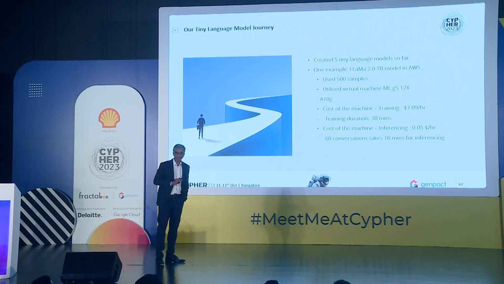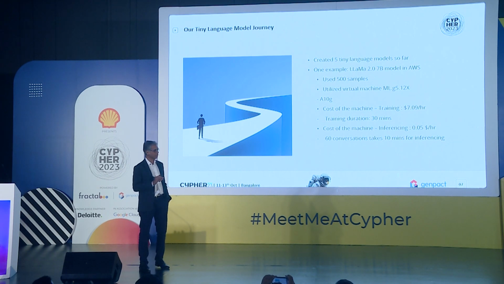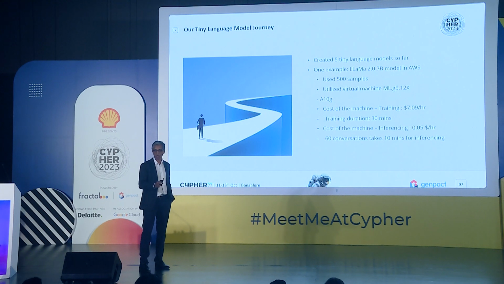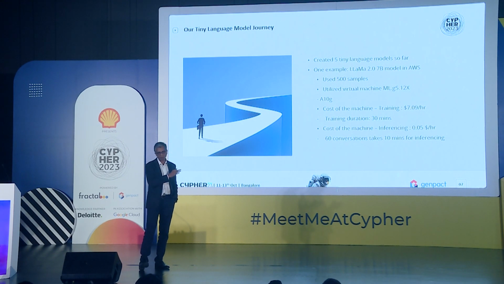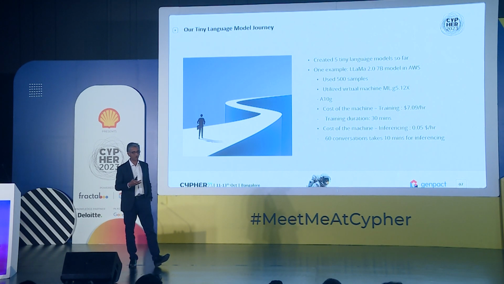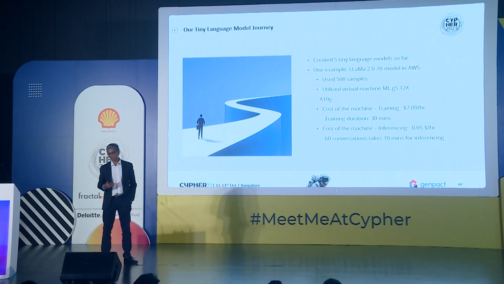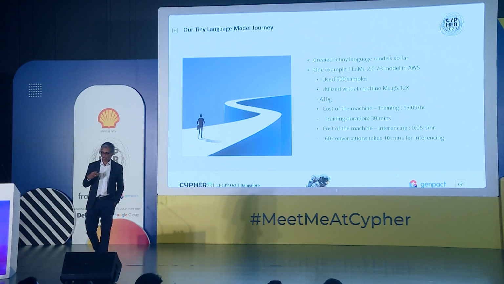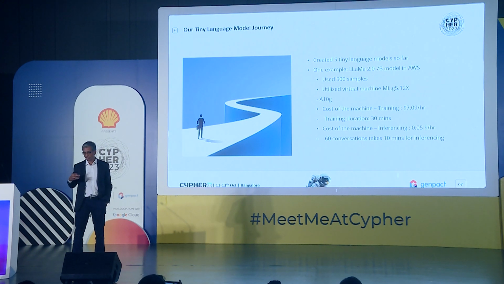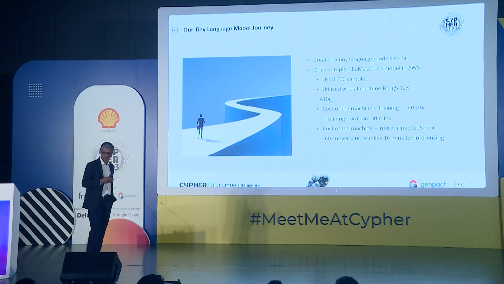So we created 5 tiny language models so far, and I'm going to pick one specific use case. Llama 2.0 was released in the last 1 or 2 months. Llama 1.0 came prior, but we started this language model creation approximately a year ago. We started the journey with GPT 2.0 itself. We made many mistakes and learned many lessons from them.